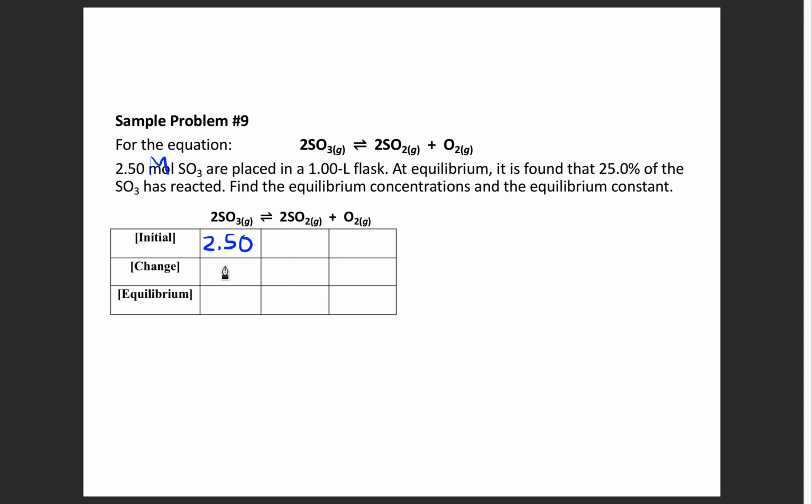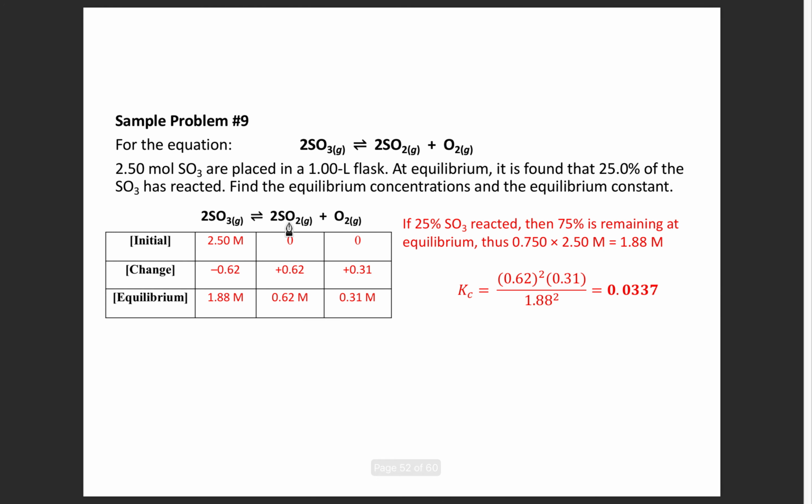At this point, that's all they really gave us. The only other information they gave us was that at equilibrium, 25% of the sulfur trioxide has reacted. Well, think about this. If 25% reacts, that means you have 75% remaining at equilibrium. So if you have 75% remaining at equilibrium, that's 75% of 2.5. Let's zip down to the full table and I'll explain how we filled everything else in.